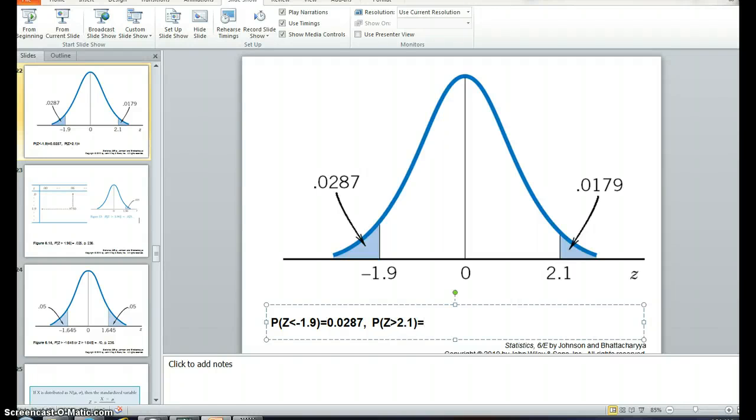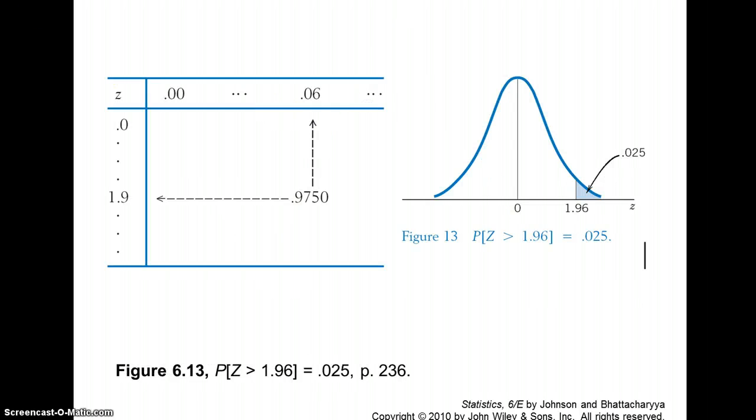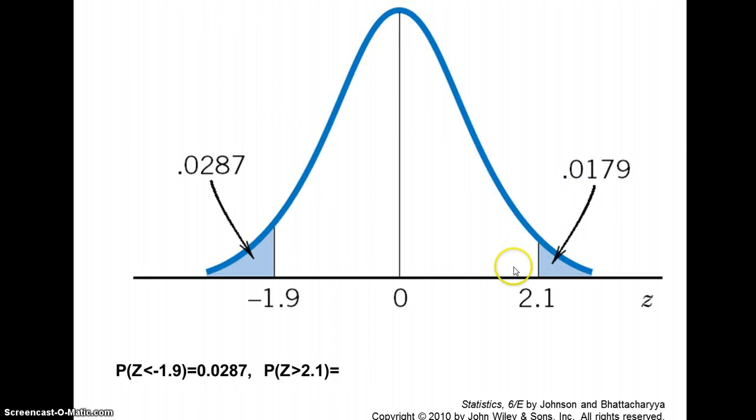So now how do I find out this? Because again, you cannot use the table directly because the table only tells you the left side. The table only tells you the area under the curve to the left of 2.1, not to the right side, because Z greater than 2.1 is on the right side. So what do we do? We can do a subtraction. Again, the total area under the curve is 1. So from the table, I can find out the area to the left side of 2.1.